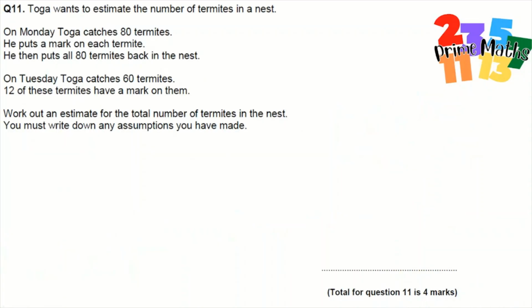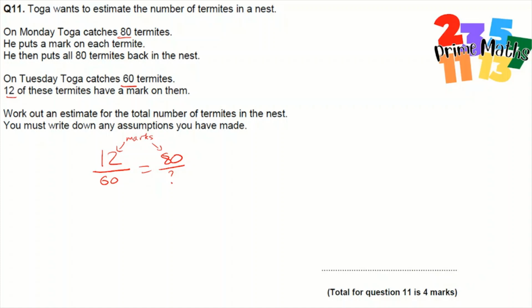Question 11, this is a capture-recapture question. We know that on the first day he catches 80 termites and he puts a mark on each of those and puts them back into the nest. And the next day he catches 60 termites, but only 12 have a mark on them. We're working under the assumption that 12 out of 60, this proportion of the termites, have marks on them, and we know that that is equal to 80 over something. This is the amount that have marks on them, and the 80 is the amount that Toga puts marks on.